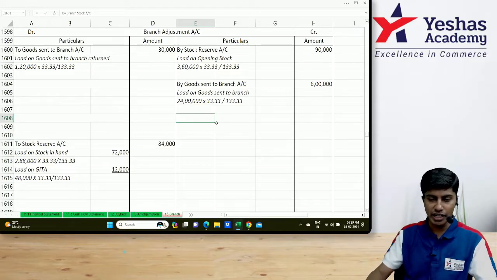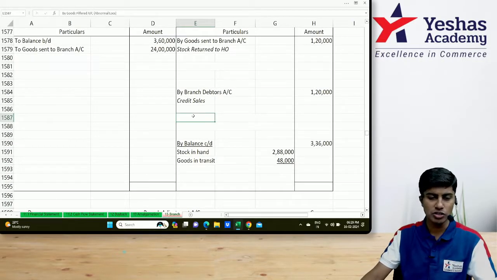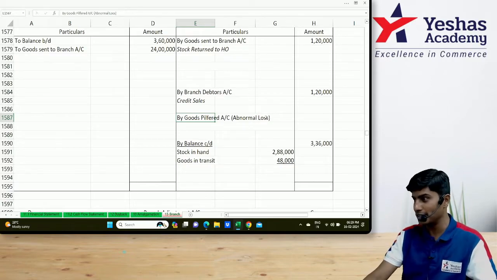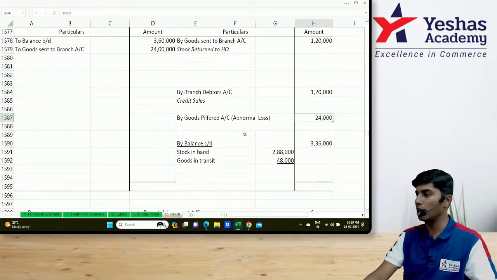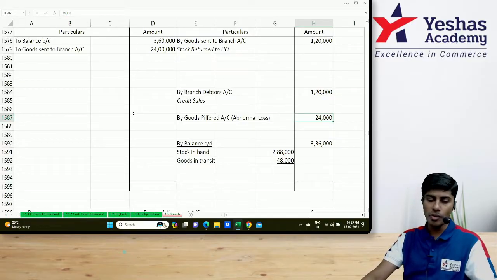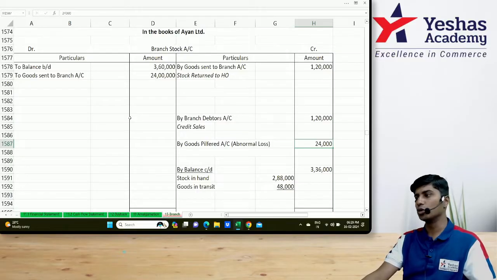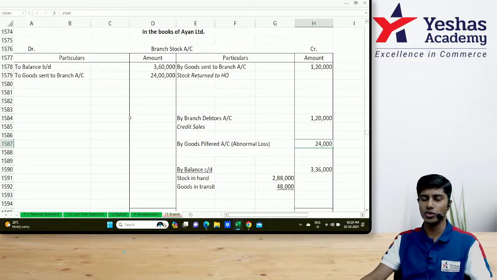Okay, we'll write it as abnormal loss. Why? Normal loss is called normal loss, and they've given normal loss separately in this question. Goods pilfered, abnormal loss 24,000. This is invoice price. How much is the load on this? 24,000 into 1 by 4, 6,000.